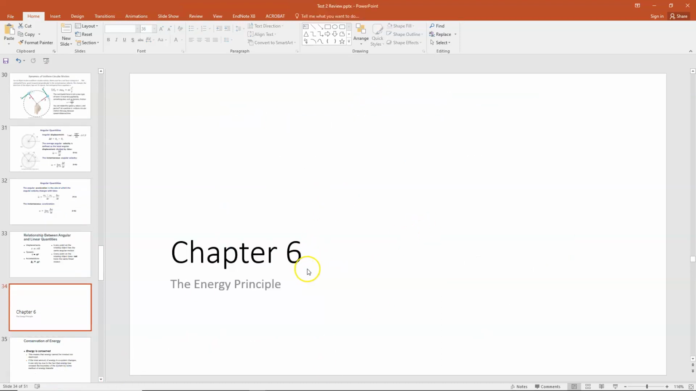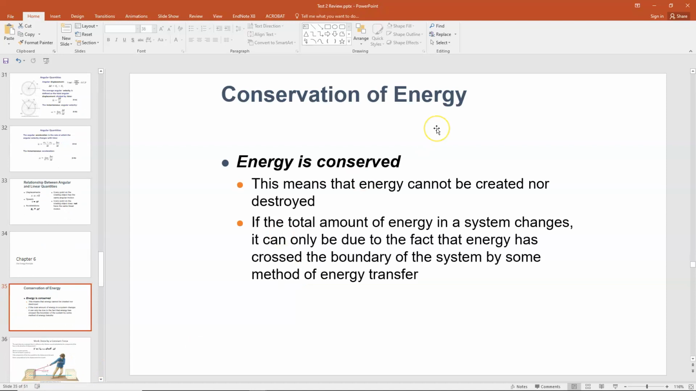Okay, chapter 6, the energy principle. So just remember, first of all, that energy is conserved. This is a very important conservation law in physics. Now, that doesn't mean that an object can't lose or gain energy. It just means that if the energy of an object changes, it didn't come from nothing, it was transferred to or from that object.